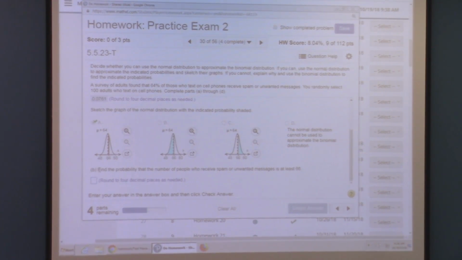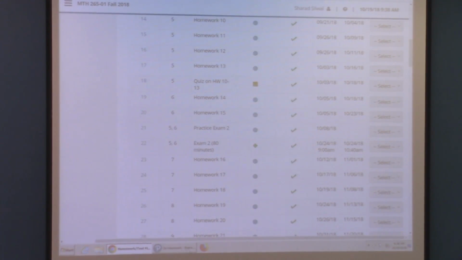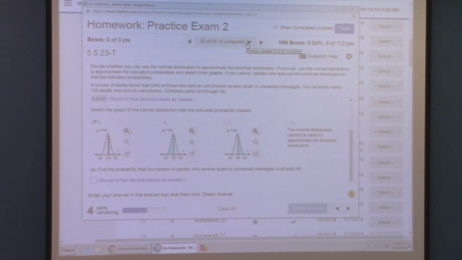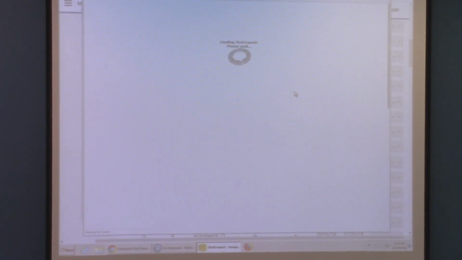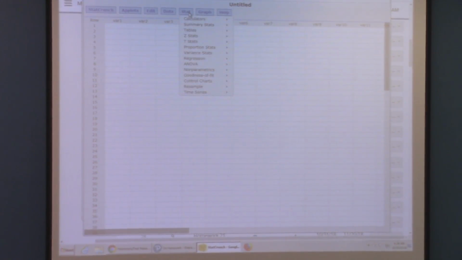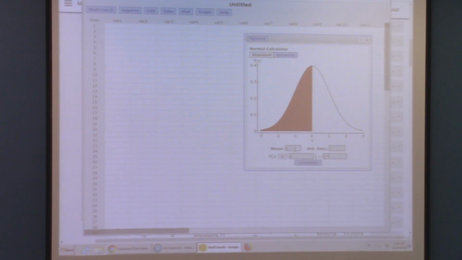Another part says find the probability that the number of people who receive spam or unwanted messages is at least 66. So at least 66, what does that mean? So let's go back to normal because we could. In that case, we were able to approximate using normal, right?